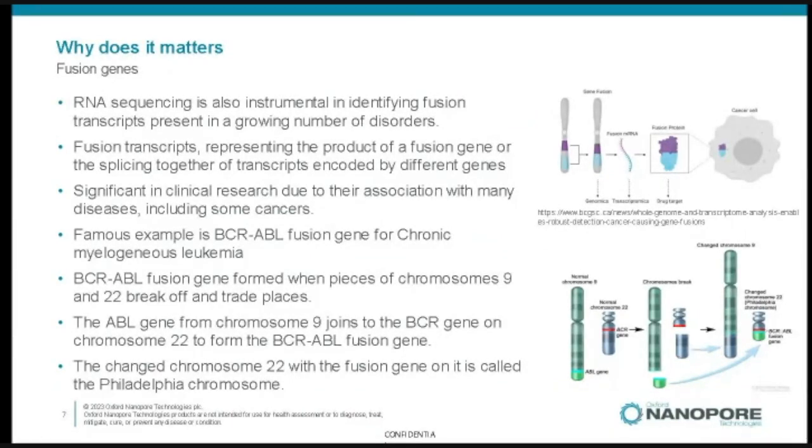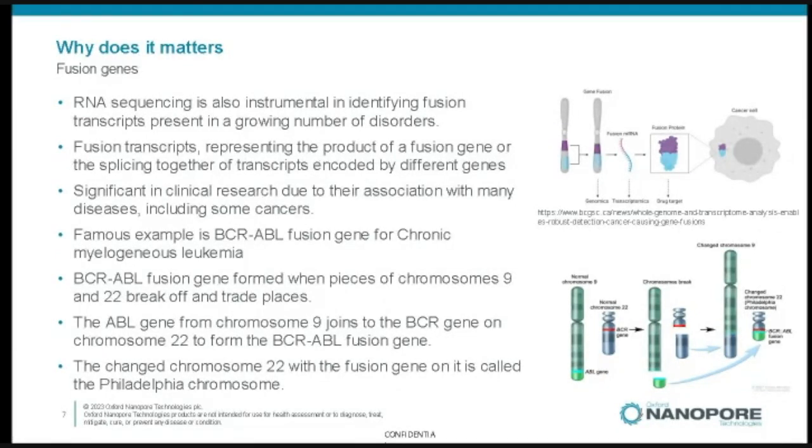Isoforms are not the only reason that we would like to study the entire RNA transcript. RNA sequencing is also instrumental in identifying fusion transcripts present in a growing number of disorders. Fusion transcripts represent the products of a fusion gene, or the splicing together of transcripts encoded by different genes. They are significant in clinical research due to their association with many diseases, including cancer.